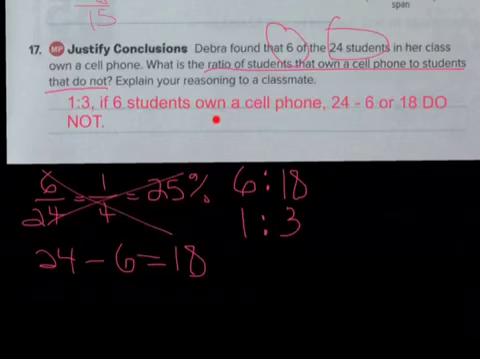So if 6 students own a cell phone, then we have to take the 24 and subtract 6 so that we have 18. So 24 minus 6, or 18, do not. Here is my answer, and here is my explanation. Go ahead and copy that down. Give me a nice, cool, smiley face, with the tongue sticking out. And that is your last key answer.